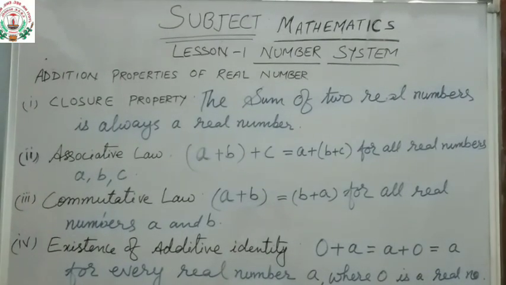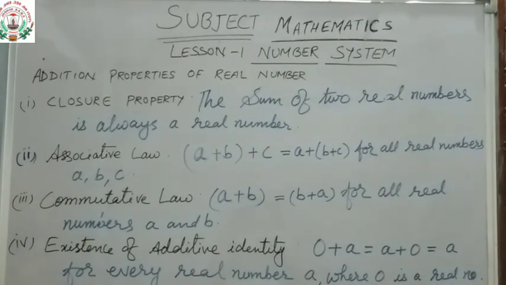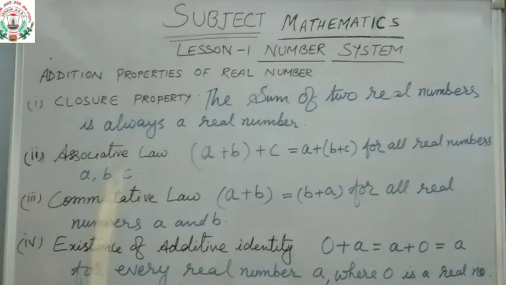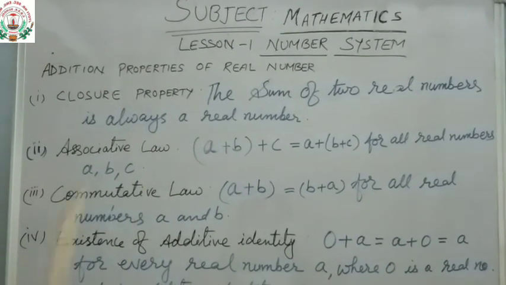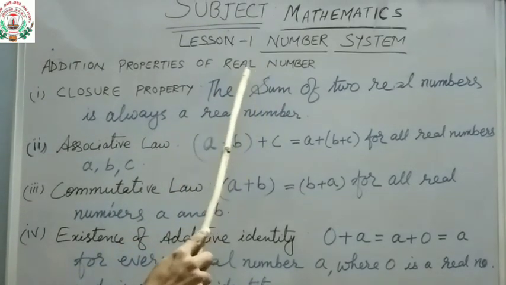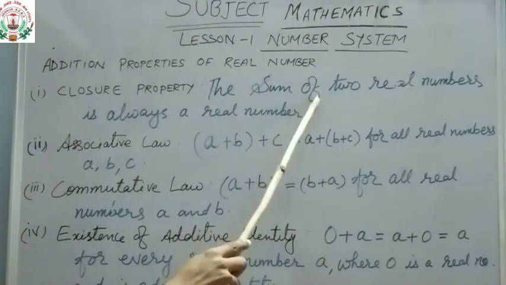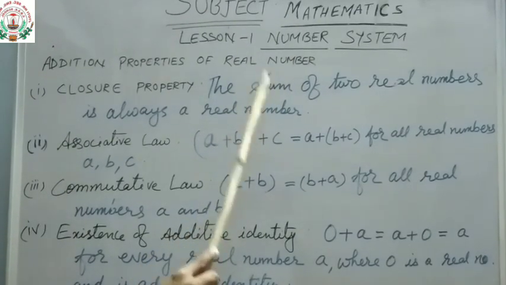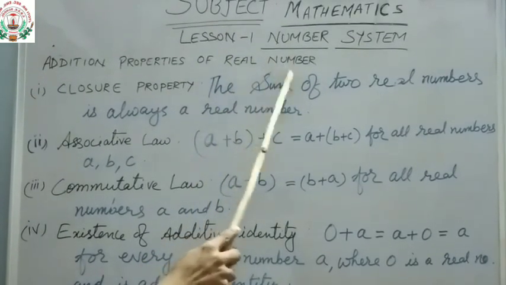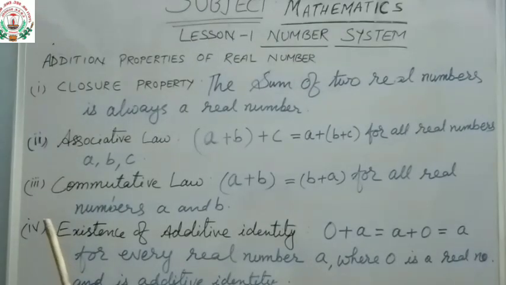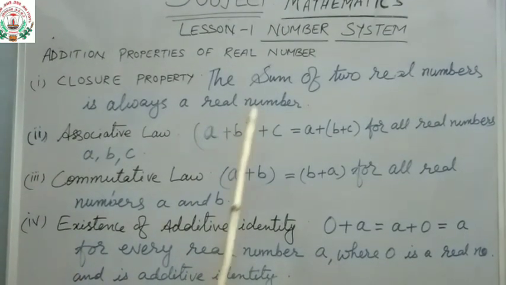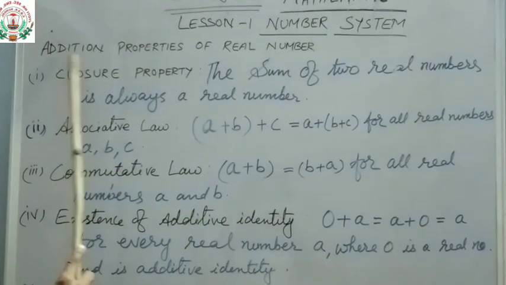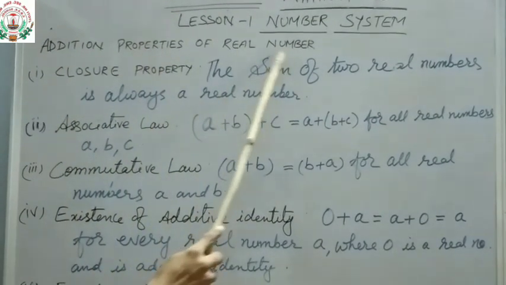Good morning, children. Now let us see the addition property of a real number. We have already seen what a real number is: the collection of rational and irrational numbers is called real numbers. Now we will see the addition properties of real numbers.